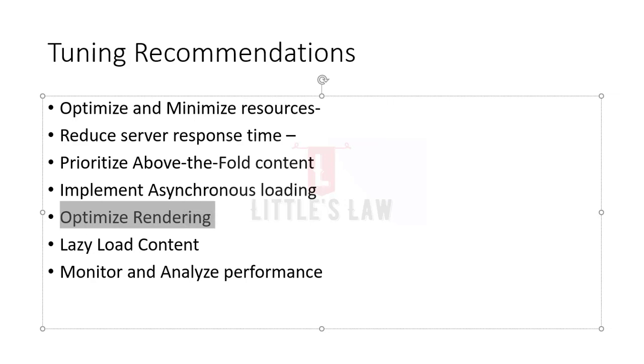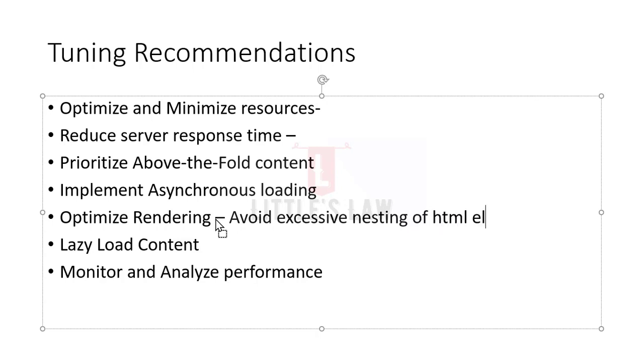And then when it comes to optimizing rendering, this can be done by reducing the number of DOM elements and by minimizing unnecessary DOM manipulations, and by using efficient CSS selectors and styles to optimize the rendering performance. And then we can avoid excessive nesting. So this is one of the main recommendations which has to be given to the developer. By avoiding excessive nesting of HTML elements, this can improve the performance by optimizing the rendering.